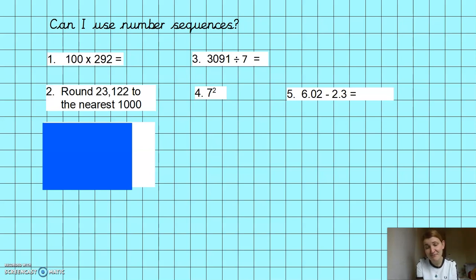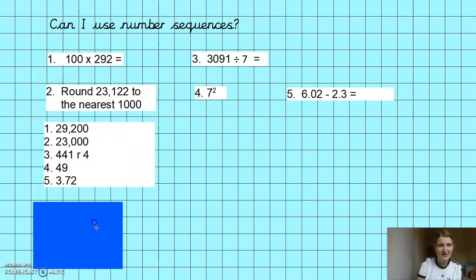So if you want to begin by getting your noggins warmed up, a little bit of an arithmetic starter for you, please. Have a go, pause me, and then I'll reveal the answers. Okie dokie, so here we go.